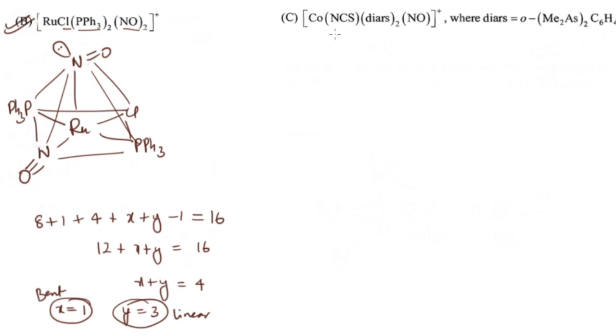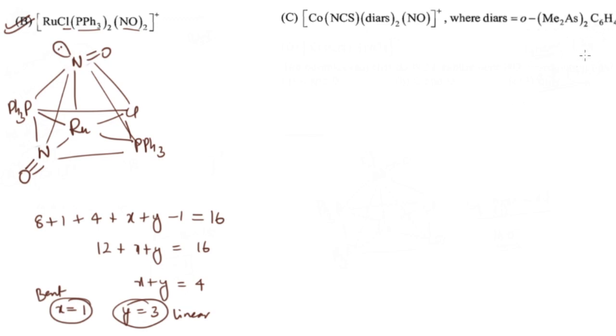Now, talking about option number C. Option C is going to be a little bigger molecule, because over here you have a cobalt complex with NCS, that is isothiocyanate, and diars twice, and NO. Where diars is ortho-Me2As twice C6H4. So that's what the thing is.